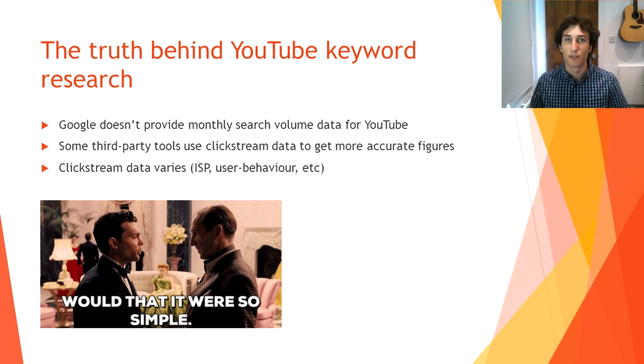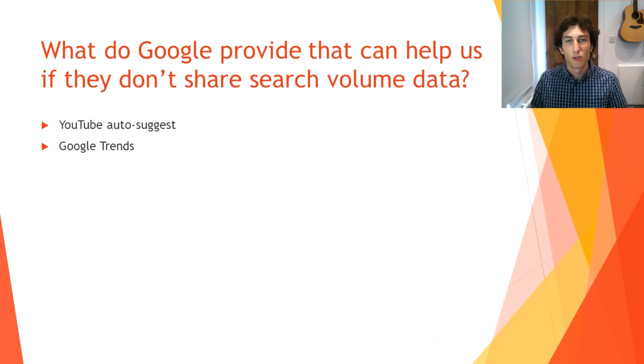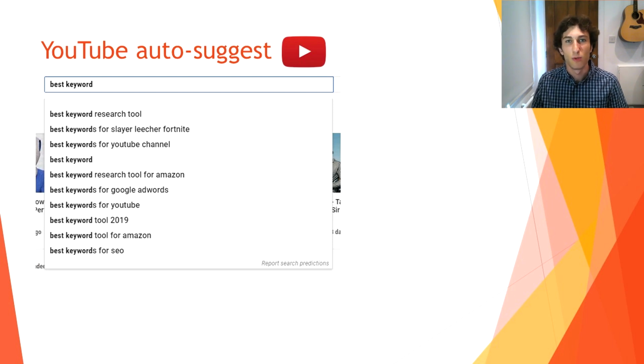So clickstream data isn't a guaranteed way of you knowing exactly how people are behaving, even though it is slightly more accurate. So the question is, if Google does not provide us with this data, then what do they provide us that might be able to help us? Well, there are two different tools. There is the YouTube Autosuggest feature on the YouTube search box, and there's also Google Trends, which is a very good feature.